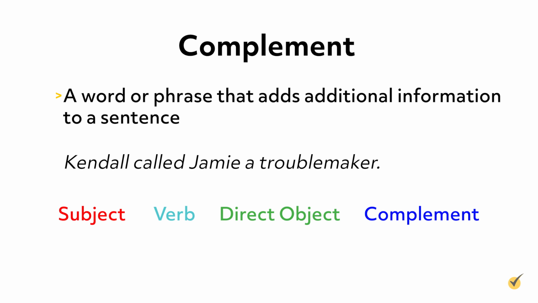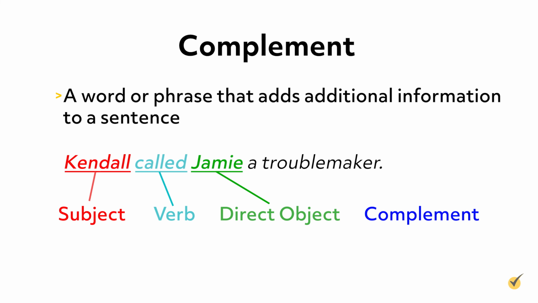First, let's quickly go through and label the important parts of speech so we can see what's going on. Kendall is the subject, called is the verb, and Jamie is the direct object. Now, let's take a look at the word troublemaker. This noun is providing extra information that tells us more about Jamie, so it's taking the role of a complement.